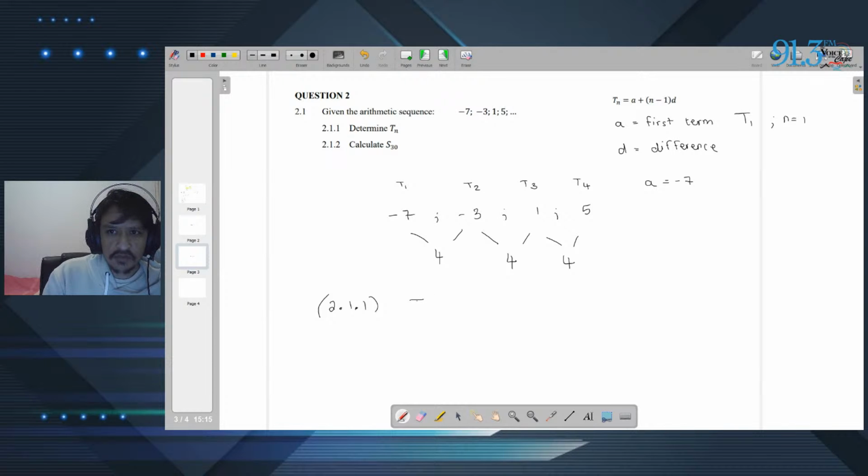right? And we have the formula Tn equals a plus (n minus 1)d. And we can just go here. a is equal to negative 7 plus (n minus 1), and the difference is 4. We go ahead and solve it. Negative 7 plus 4n minus 4, and our answer is going to be 4n minus 11. And that's how you find that.